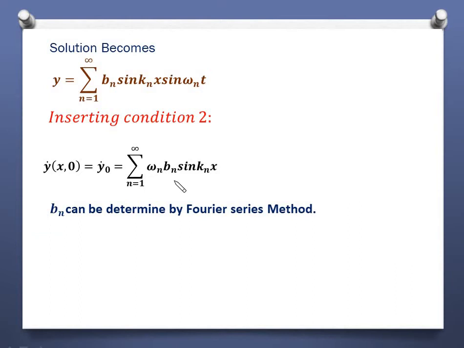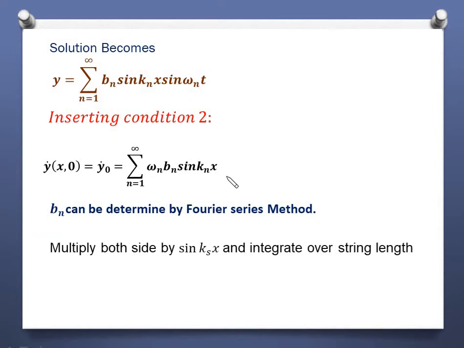If you are not comfortable with this name or this method, just erase it from your mind and simply think that what we have to do is multiply both sides by sin ksx and integrate over 0 to L. Here ks, s is any integer, so it can be 1, it can be 2, it can be 3, and so on. So we are assuming s.